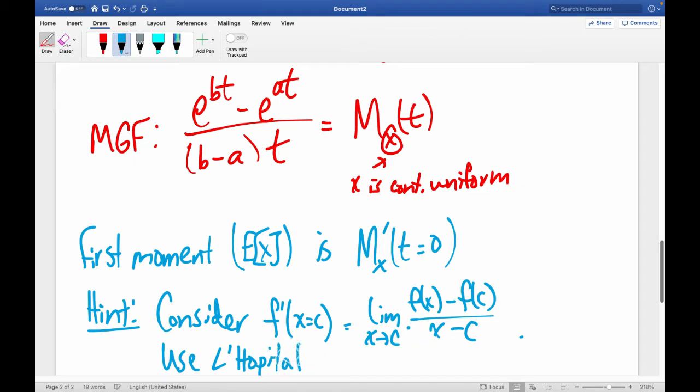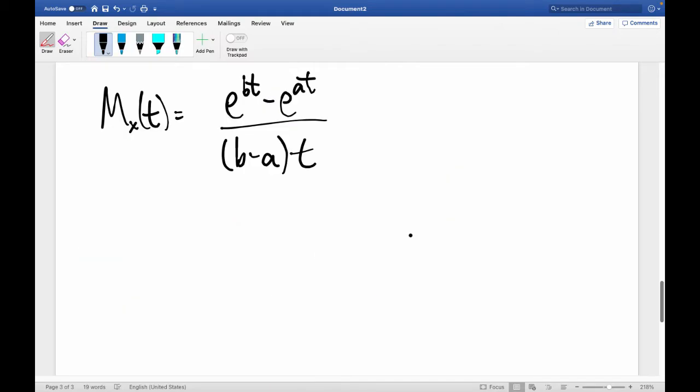Okay, so I'm going to encourage you to pause the video and think about this. So this is the moment generating function. All you have to do is use the definition of the derivative in order to figure this out, and plug in t equals 0 after you're all done. All right, and we're back.